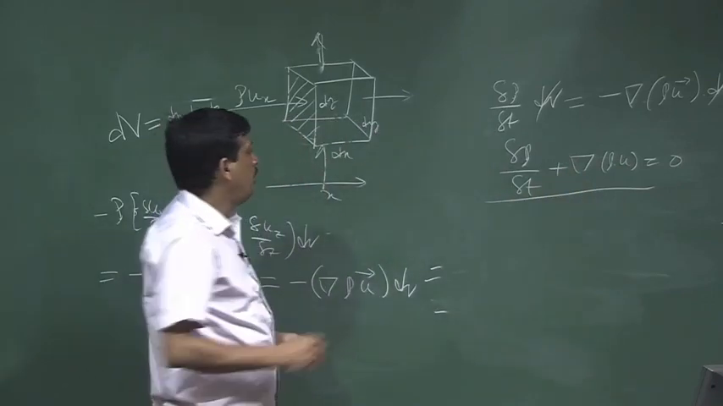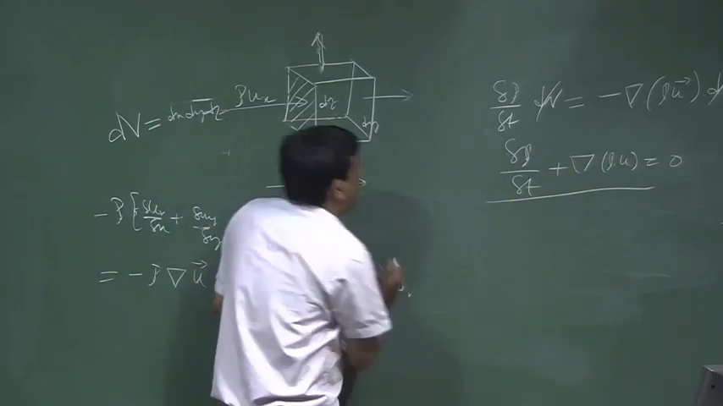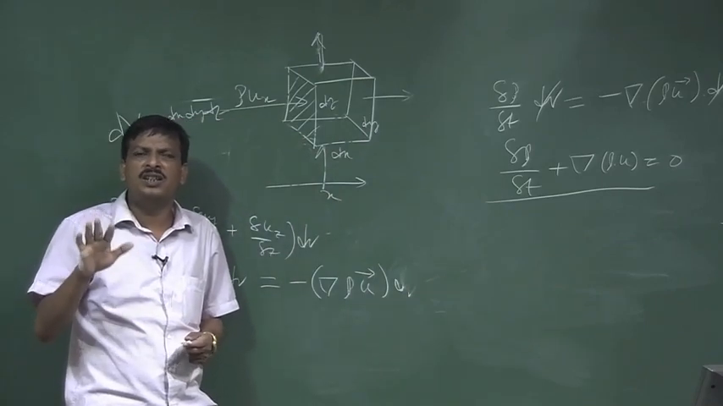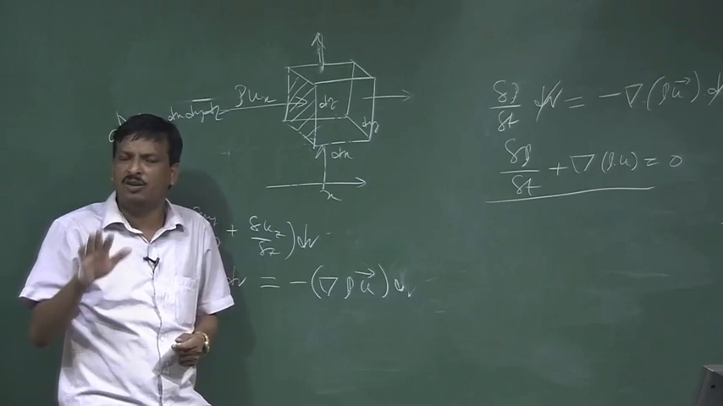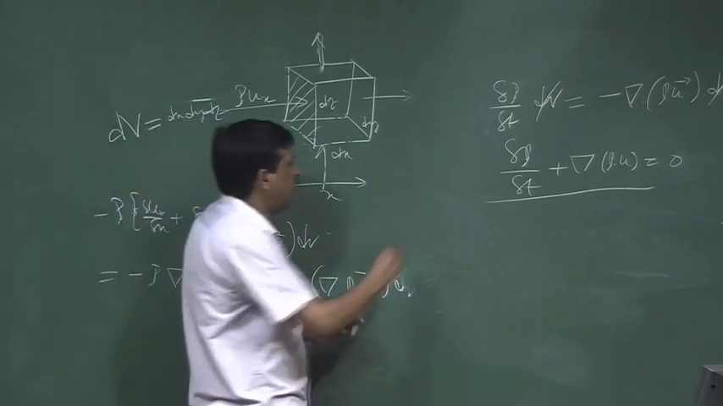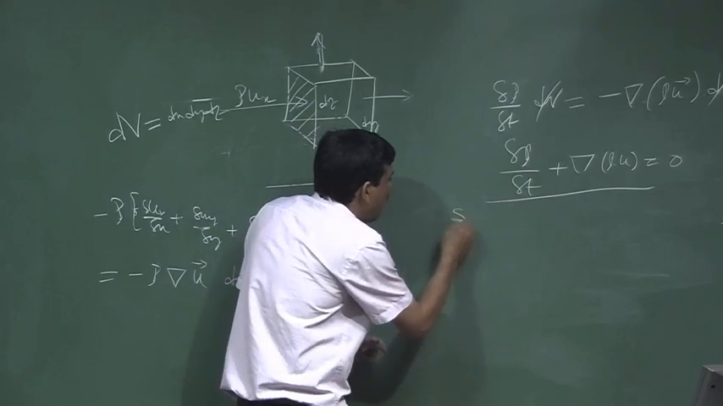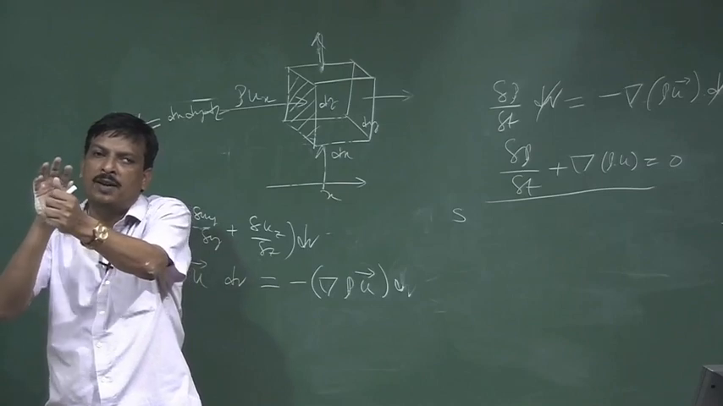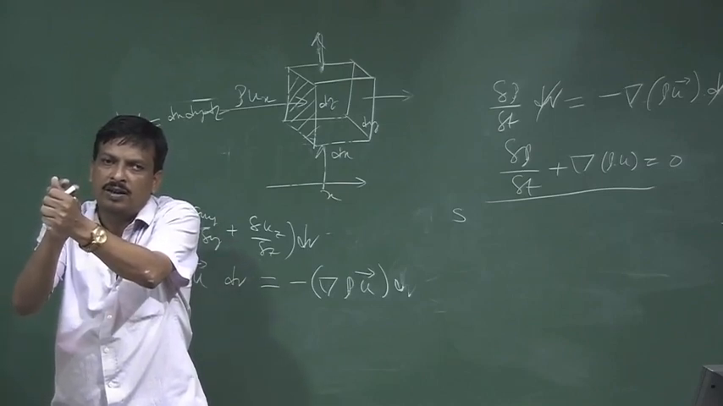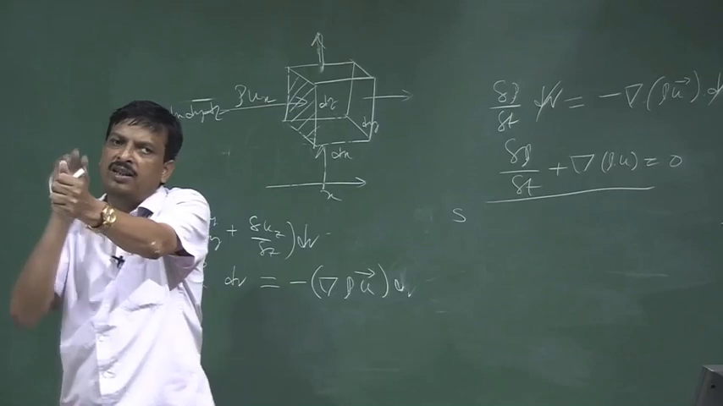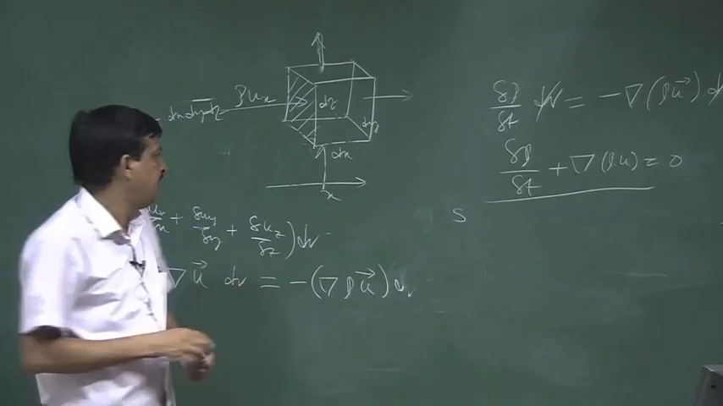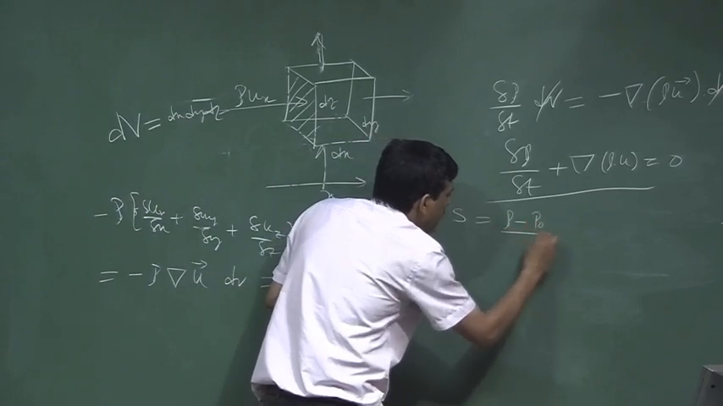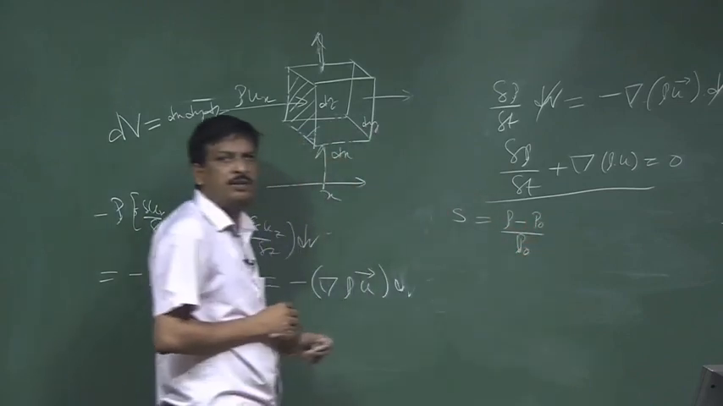Now, rho is the total density, the instantaneous density. One quantity is called condensation. If I apply an acoustic force, some particles will be condensed at one point, then relaxed, then condensed, then relaxed. So this condensation S is nothing but the total density minus the equilibrium density, divided by the equilibrium density.